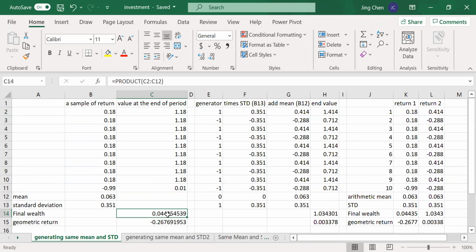So this means if we invest $1 at the beginning of the period, of 10 time periods, say 10 years, what we get is only 4 cents left. Well, 4 cents left, although the average return is 6% per year.